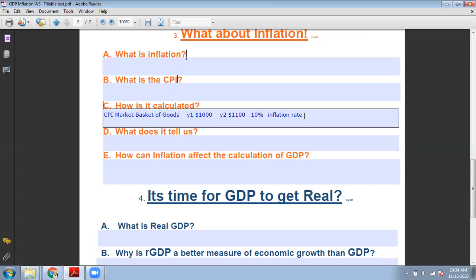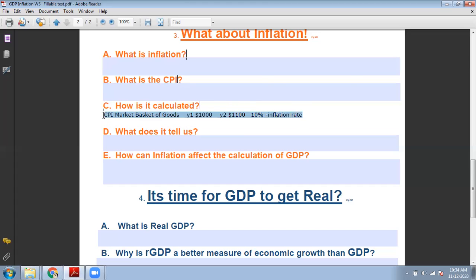So how do we calculate it? Make sure you kind of explain more than what I typed here about what the CPI market basket of goods is.